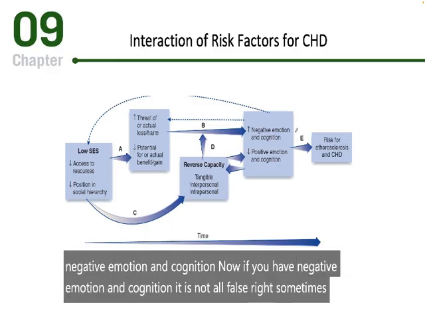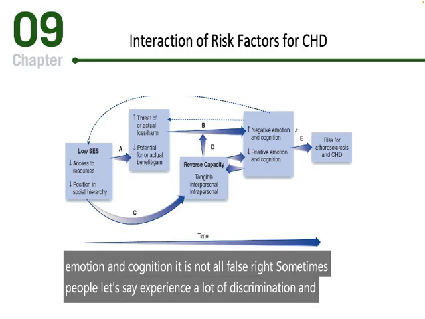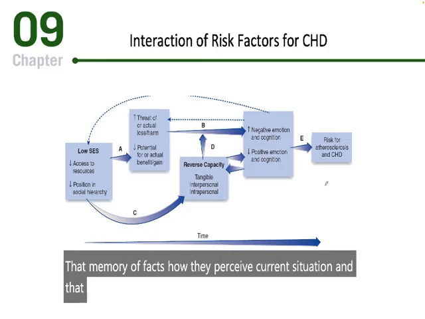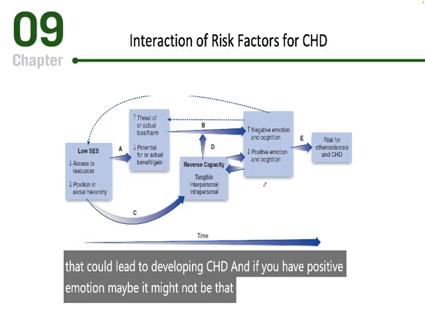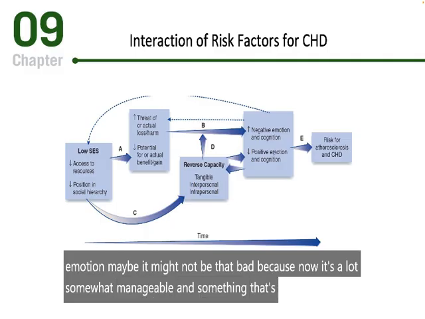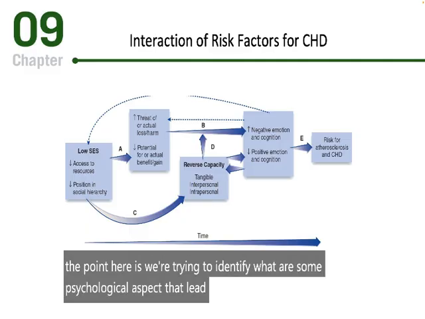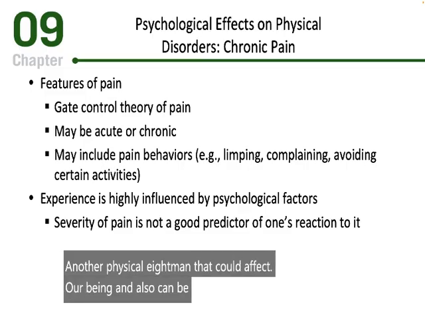Sometimes people experience a lot of discrimination and mistreatment in their early life. That memory affects how they perceive current situations, and that could lead to developing CHD. And if you have positive emotion, maybe it might not be that bad, because now it's somewhat manageable and controllable. So the point here is we're trying to identify what psychological aspects lead to physical ailment, especially CHD.